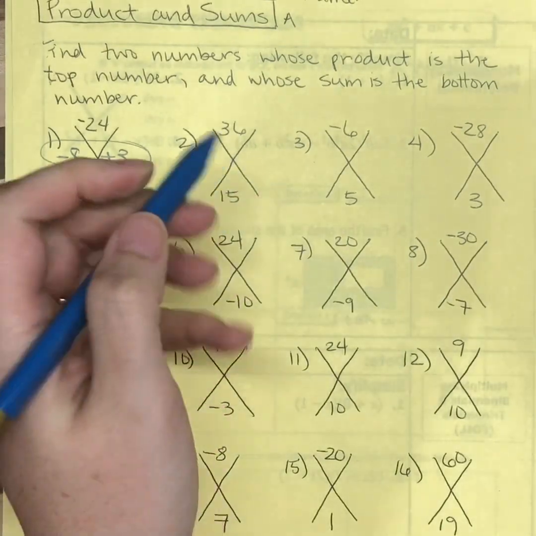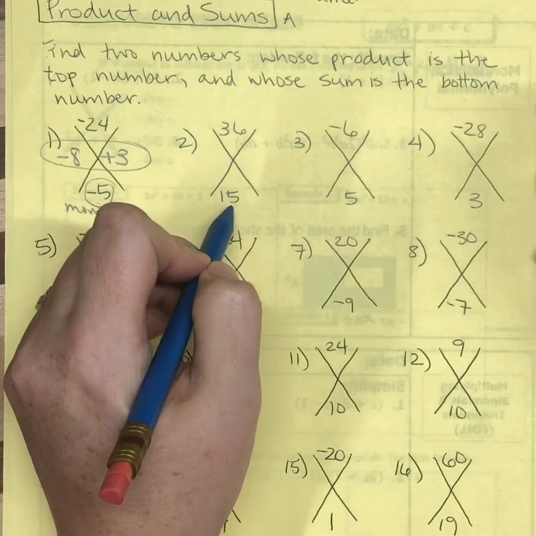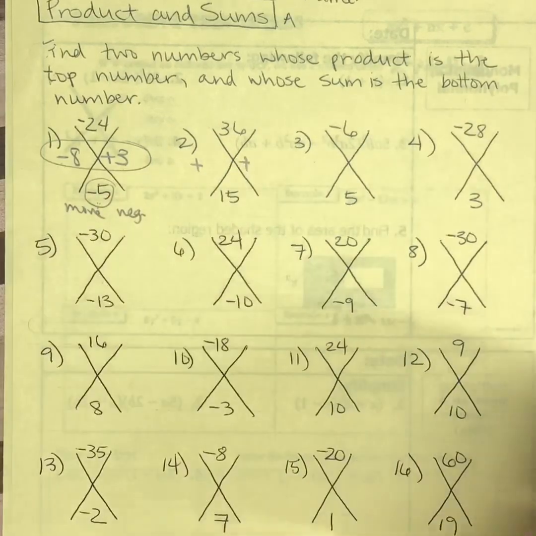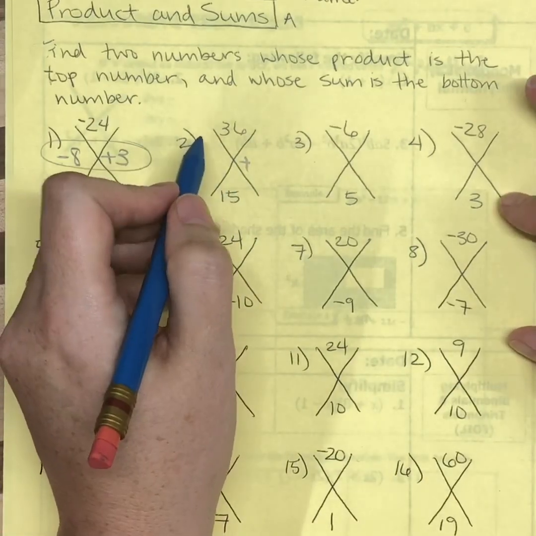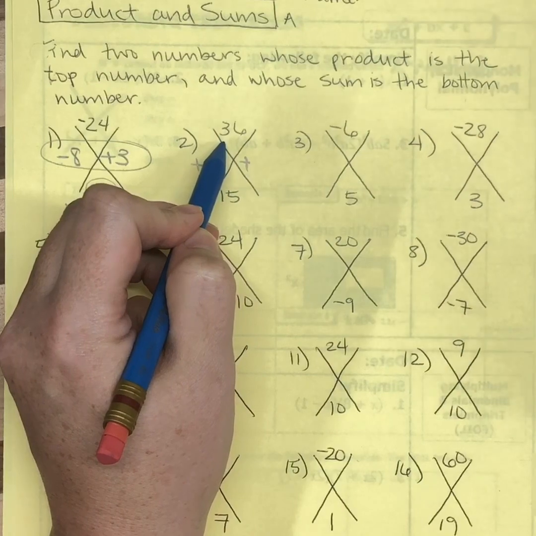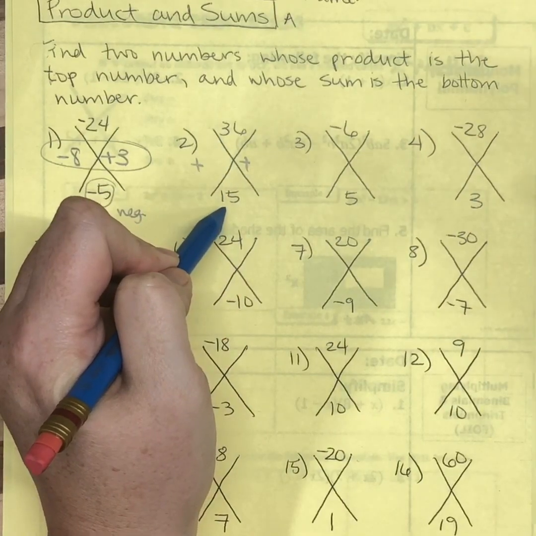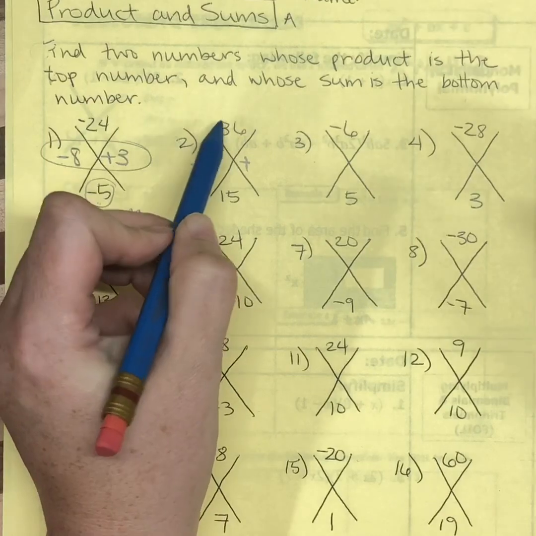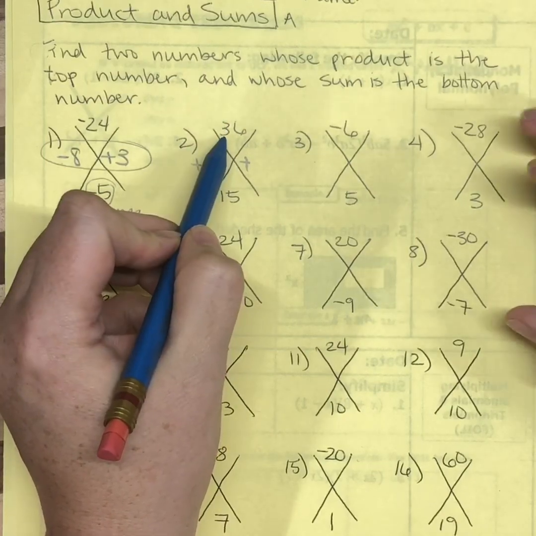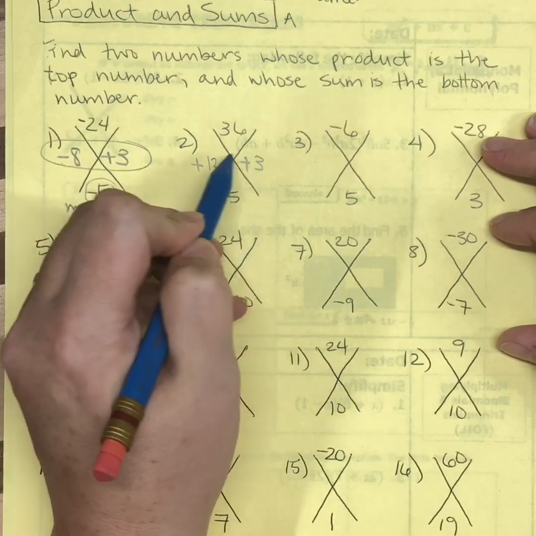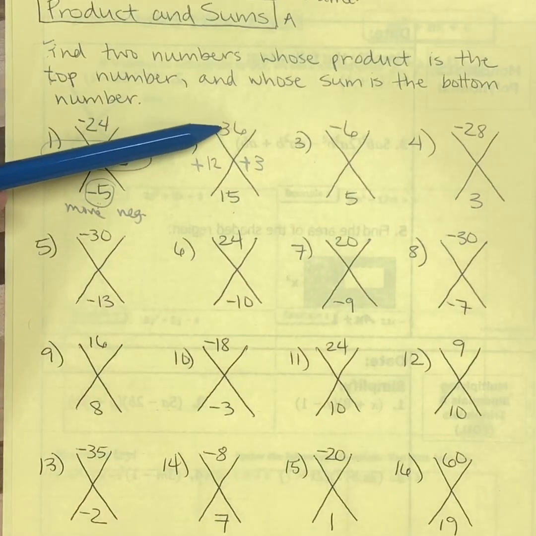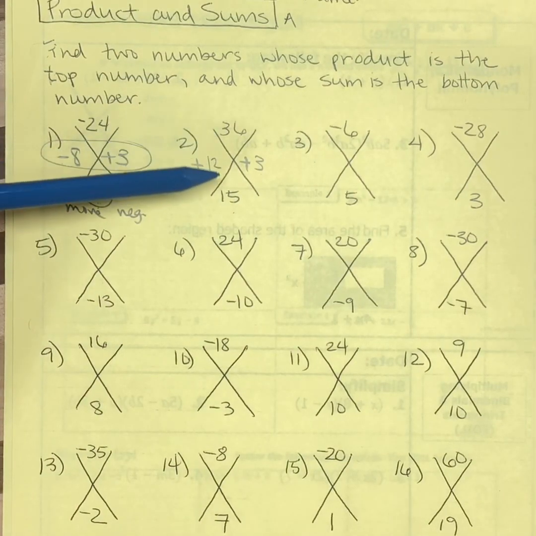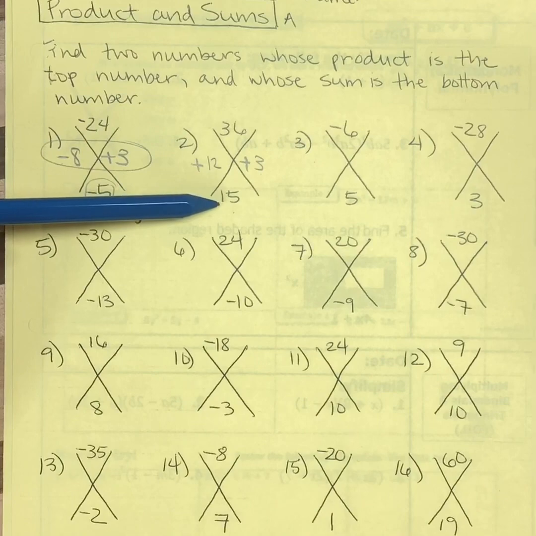So like on number 2, we have a positive product and a positive sum, so it's 2 positive numbers. Since a positive times a positive is positive, and you add 2 positives to equal a positive. So 6 times 6 is 36, but it won't work for this because 6 plus 6 is not 15. But if you do 12 times 3, 12 times 3 is 36, and 12 plus 3 is 15. So there's usually more than one possibility for the top number, but you've got to check to make sure you have the right combination of factors that add to the bottom number.